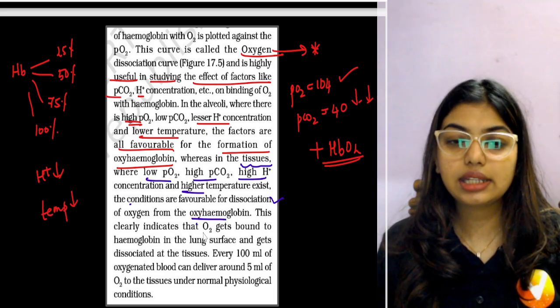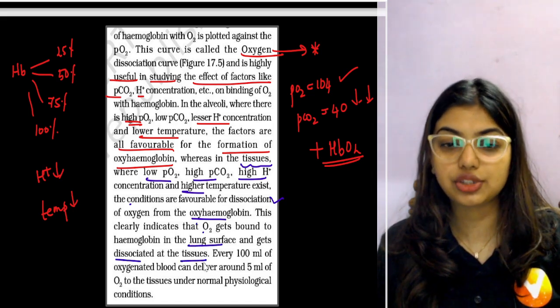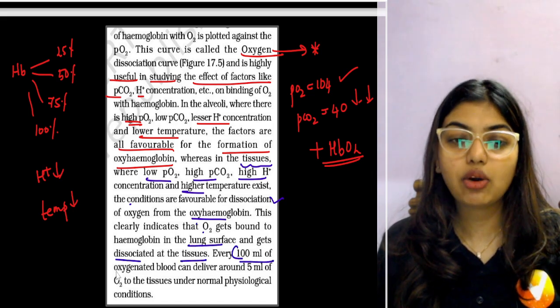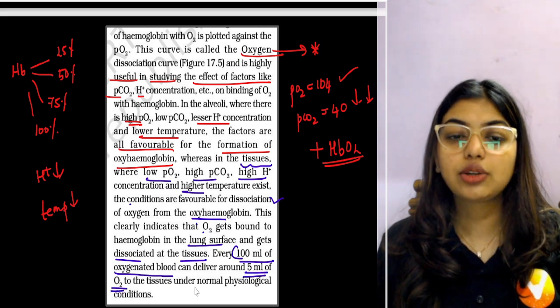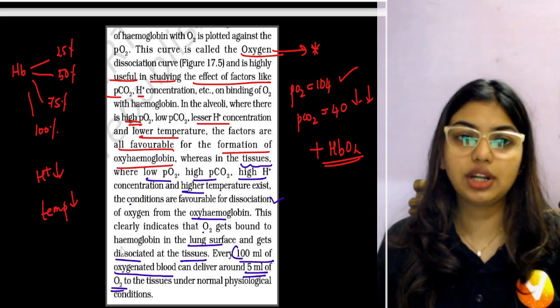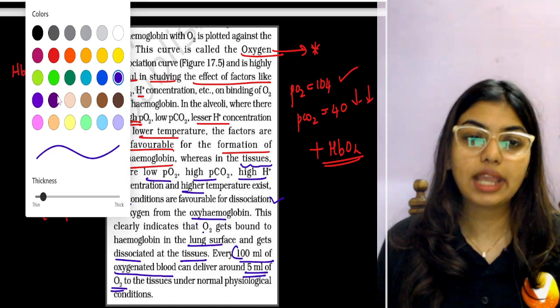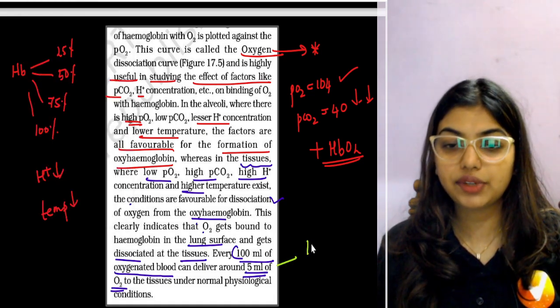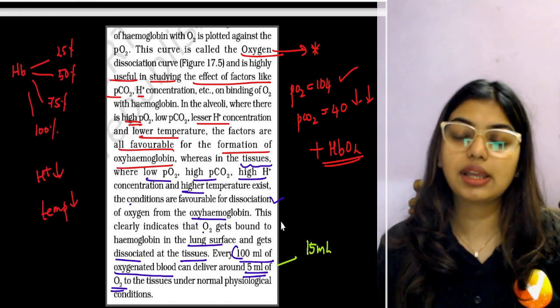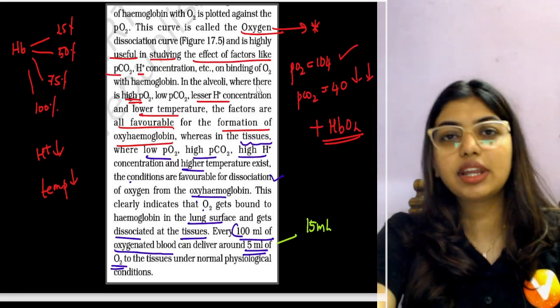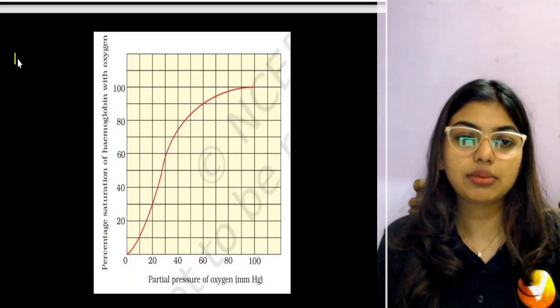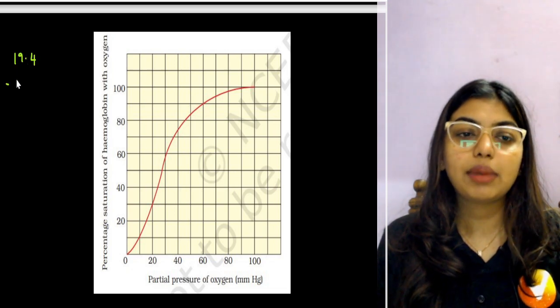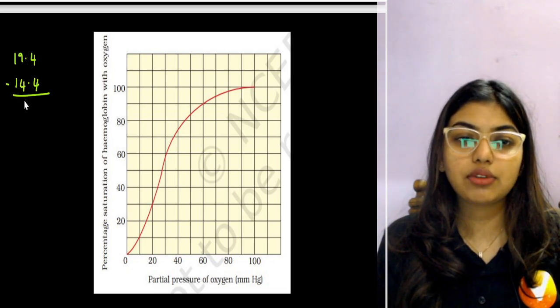This clearly indicates that oxygen gets bound to hemoglobin in the lung surface and gets dissociated in the tissues. Every 100 ml of oxygenated blood can carry 5 ml of oxygen to the tissues under normal physiological conditions. When a person is exercising, it can go up to 15 ml, but normally it is 5 ml. There is a calculation where you take the arterial blood minus the venous blood, where arterial blood is around 19.4 minus 14.4, and you get around 5 ml.